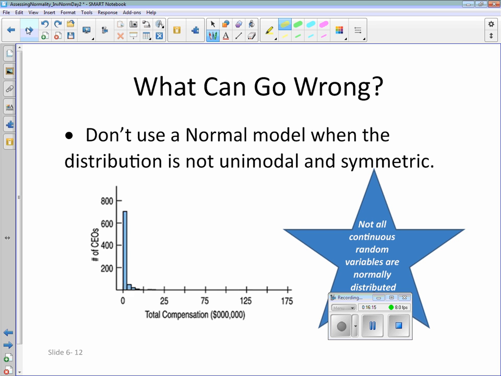Anyway, it's not unimodal and symmetric. Fair enough. So obviously, you want to check for that first. If it's not, then you can say right away it's definitely not normal. You don't even have to check anything else. You don't have to go any further.